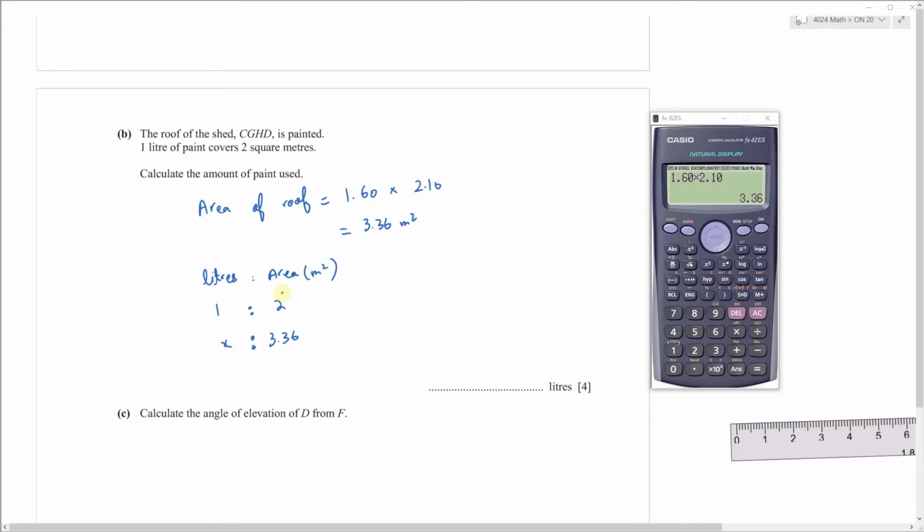And these are directly proportional, since if you have more area, you will use more paint in liters to cover that area. So these will cross multiply. 2x equals 3.36. This will give you x equals 3.36 divided by 2. So 3.36 divided by 2 will be 1.68 liters.